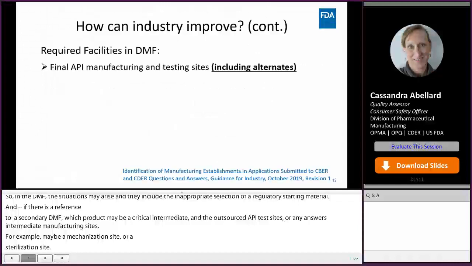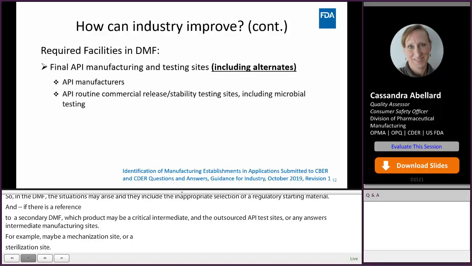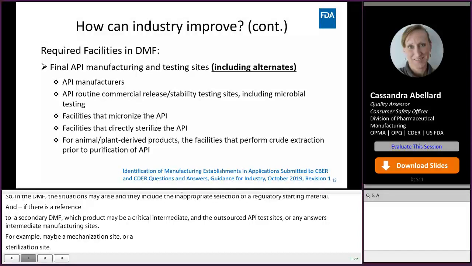Again, required facilities in the DMF include final API manufacturing and testing sites, including any alternate sites that may be used. This includes API manufacturers, API routine commercial release stability testing sites, including micro-testing, facilities that micronize the API, facilities that directly sterilize the API, and for animal or plant-derived products, the facilities that perform crude extraction prior to purification of the API.